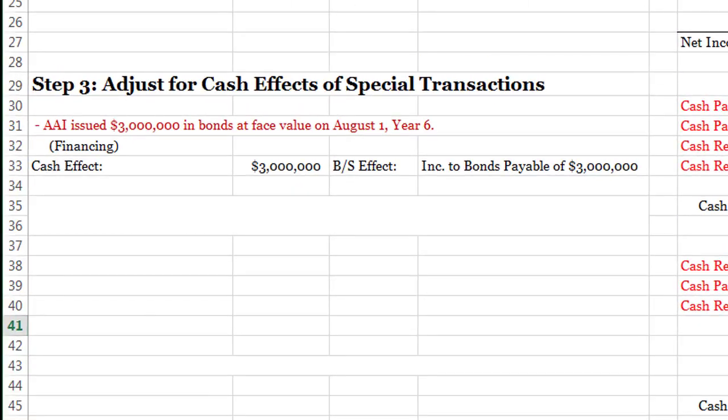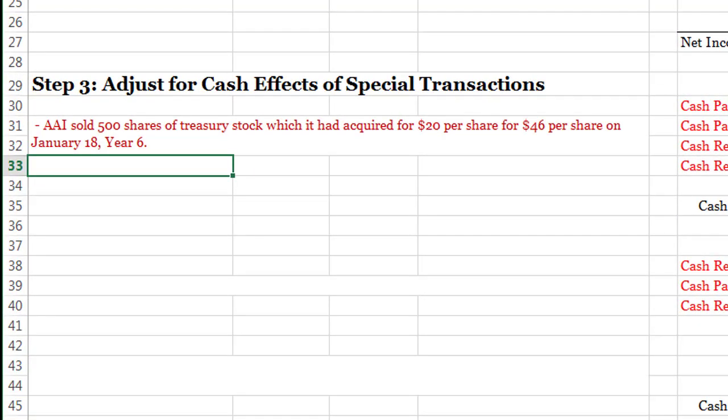The next special transaction is the sale of some treasury stock. We purchased this stock for $20 per share, and then we sold it for $46 per share on January 18th of year 6. First question, operating, investing, or financing. And because it's the sale of treasury stock, that means we are giving shares to owners and they're giving us money. It's a transaction with investors, so it's financing.